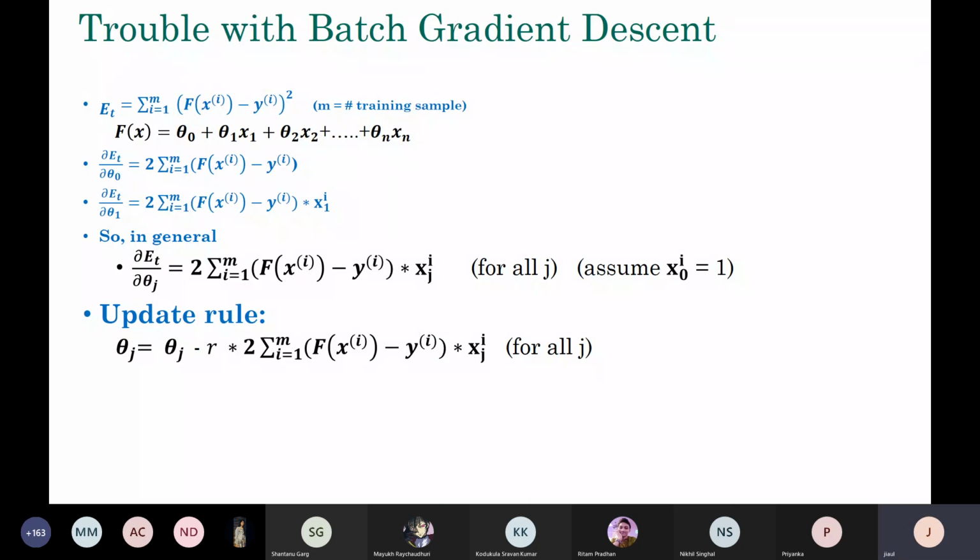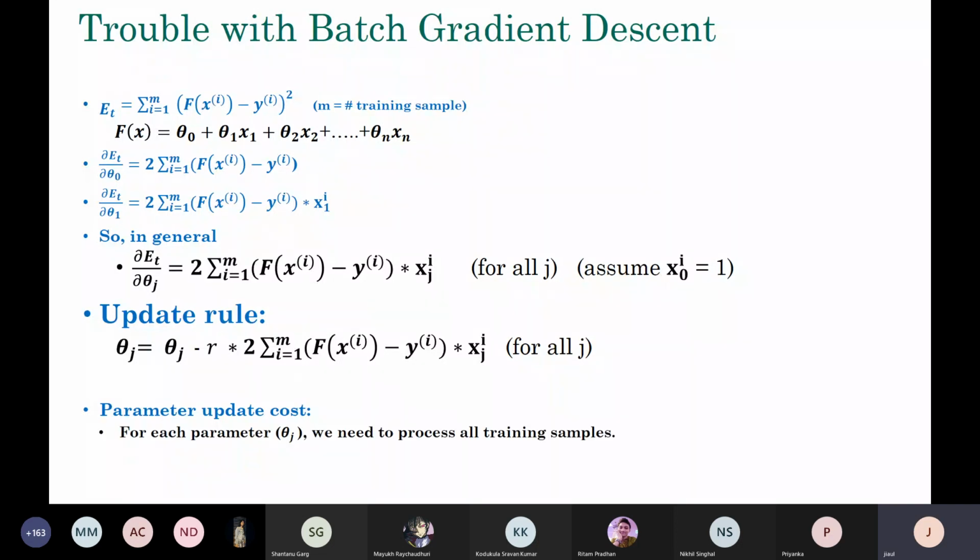Now let's try to analyze this particular expression and try to understand what is the problem with this batch gradient descent. The parameter update cost. What is this cost? For each parameter theta j, because your model has n plus 1 parameters, in this case n plus 1 thetas in your model, for each such parameter theta j, we need to process all training samples.